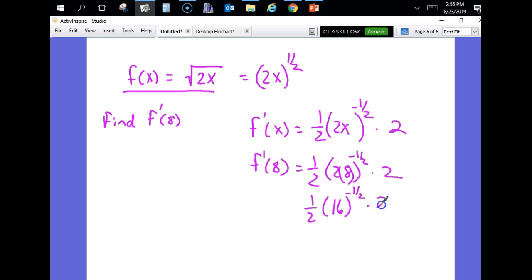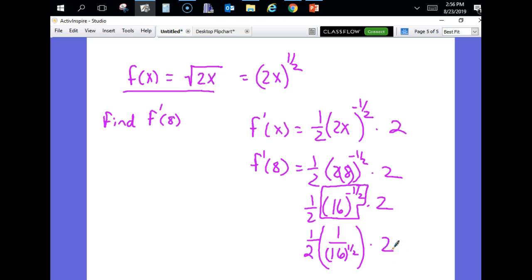And this is a non-calculator question, as are all of them in this week. So none of these should you be using your calculator on. This should all be done by hand. So how do we simplify this is what I'm thinking might be your issue. Well, first of all, you have to remember that a negative exponent means that it's really a reciprocal. So I'm going to change this 16 to the -1/2 to 1/16 to the +1/2.